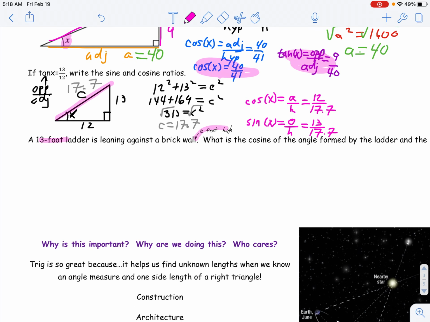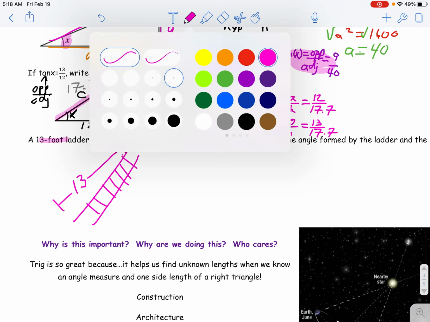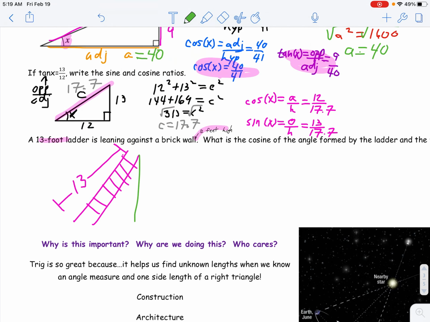So this is what we want to do. We got some pink ladder. Cool. This ladder's 13 feet long. It's leaning against a green wall, 12 feet high. All right, and then we'll have the floor like that.